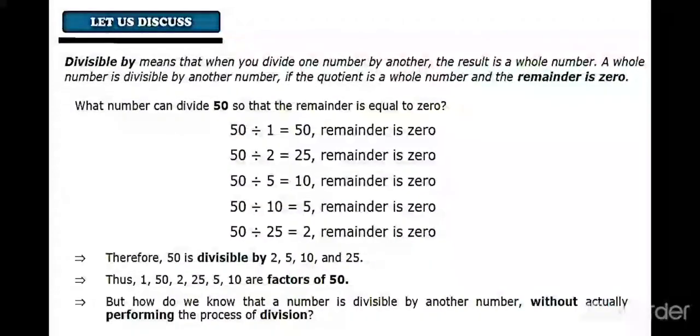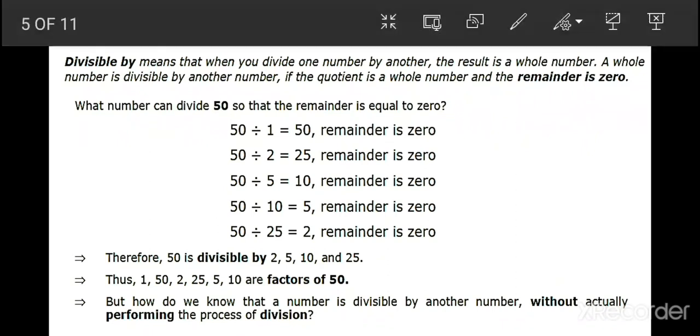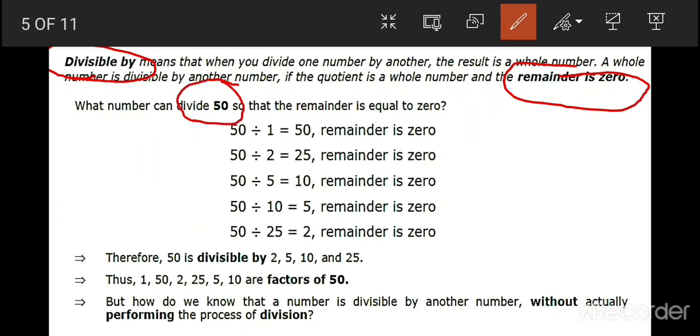Let us discuss. Divisible by means that when you divide one number by another, the result is a whole number. A whole number is divisible by another number if the quotient is a whole number and the remainder is 0. So you always take notice of this one. The remainder is 0, and that is what we call divisible by. Let us take this as an example. What number can divide 50 so that the remainder is equal to 0? We have here a set of numbers, and all of it, when you divide it, the remainder is 0.